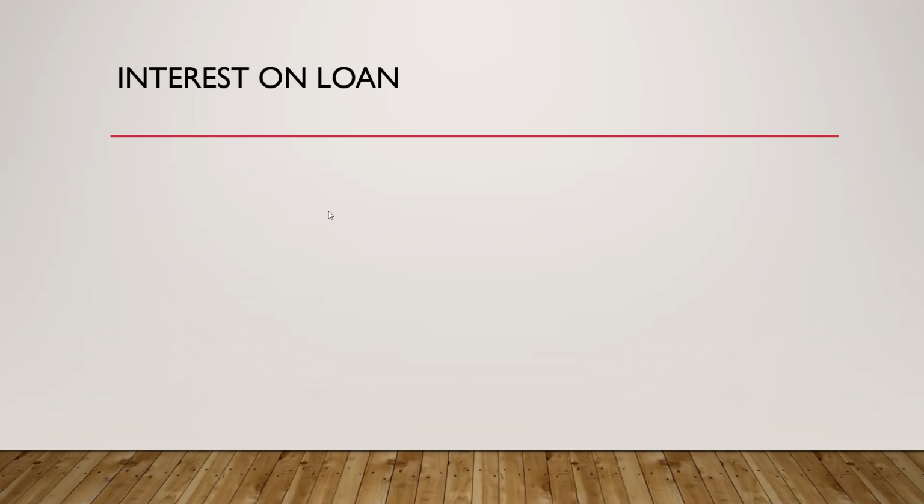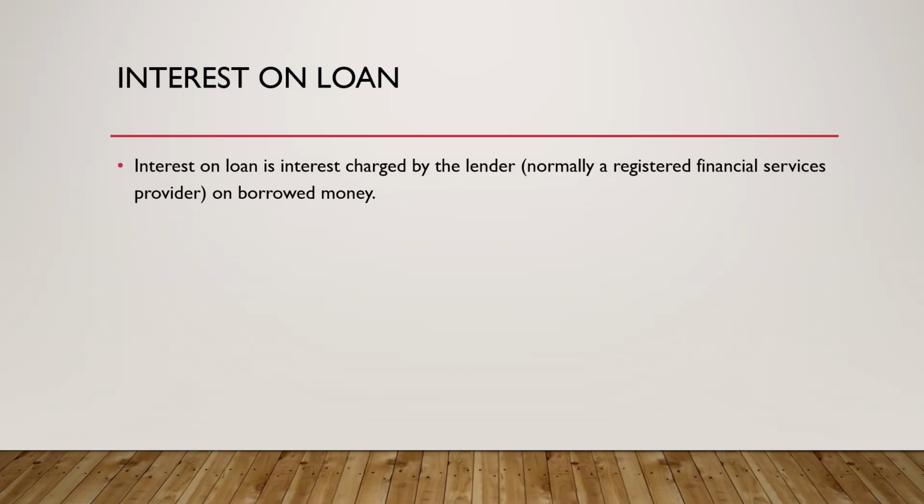Now, what you need to understand about interest on loan is that it is interest charged by the lender, normally a registered financial services provider, on borrowed money. Here's a funny thing, guys, about financial services providers. They do thorough research before they can grant you a loan, okay? Now, if FNB, for instance, fails to give you a loan, where would you go as an individual? Let's say you wanted 10,000 rand from FNB and FNB said, no, according to your credit records, I can't give you a loan. What will be your second option?